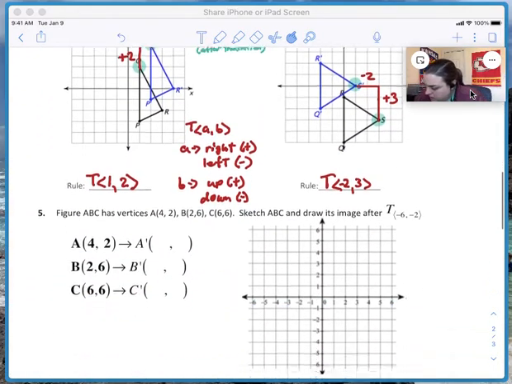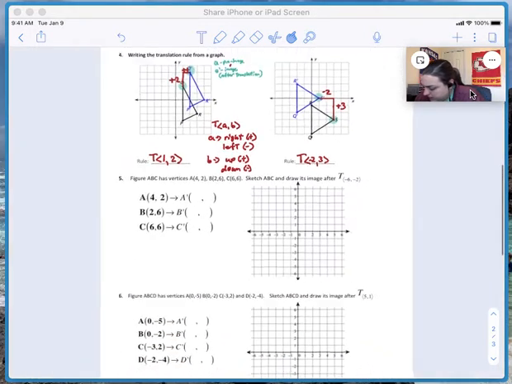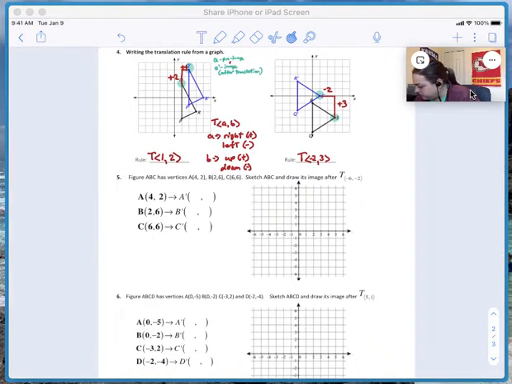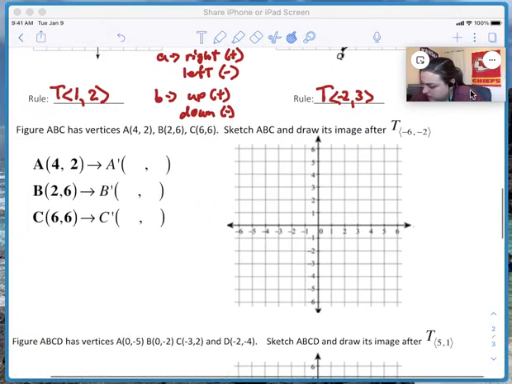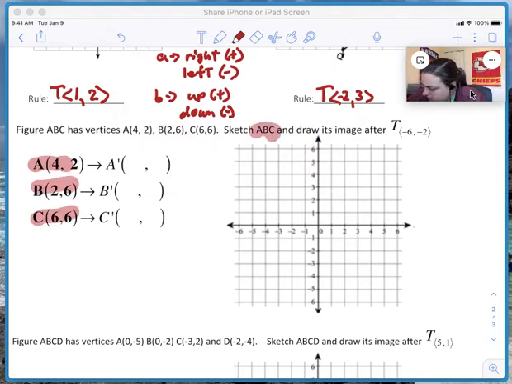Okay, now what we're going to do on these last 2 problems is use the graph. Here, figure ABC has vertices A (4, 2), B (2, 6), C (6, 6). We're going to sketch ABC first and then draw its image after our translation rule. So let's go ahead and sketch ABC first, and we can do that all here in red. Okay, so let's plot ABC. So A, I'm going to go to the right 4, up 2.